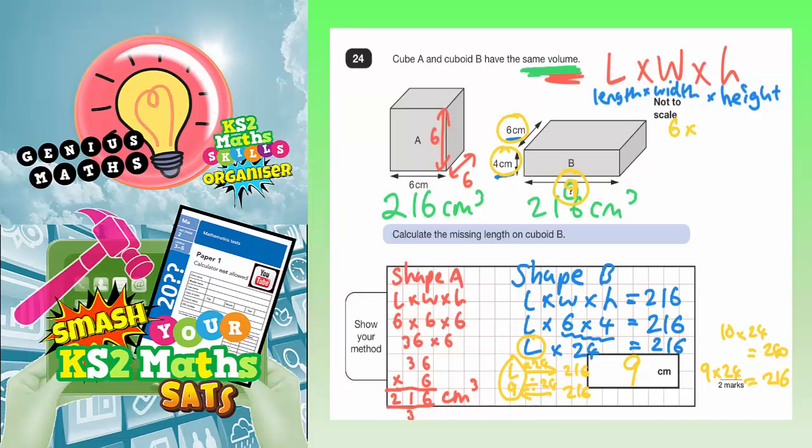Just to double check, we've got 6 times 4 times 9. So 6 times 4 is 24, and 24 times 9, does it give us 216? Well, 9 times 4 is 36, put the 6 in, carry the 3, and 9 2s are 18, plus the 3 is 21. So it does indeed give us 216. So if the cube is 216 centimetres cubed and the cuboid is 216 centimetres cubed, the only value that the question mark could be is 9 centimetres.